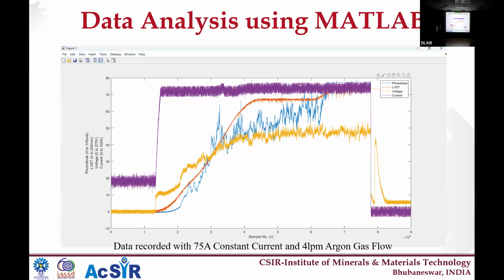Currently, we have to check it manually. We have to go close to the furnace and see whether the reaction is happening or not, and where the cathode position is. So what we are doing is predicting from the computer, and we will monitor from the computer only.